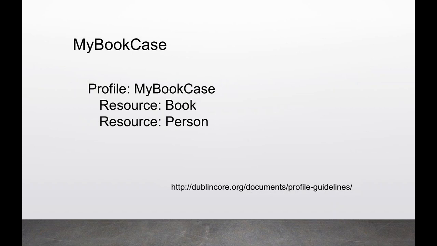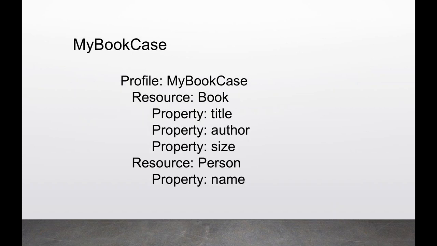So taking the idea of a profile that's about books, you would say this is the profile, give it any name you want. And in terms of our resources, our things, we're just making this up, obviously, as an example, we have books and people. So one resource would be a book, another resource is a person. For each of those, you would define what the properties are. So the properties of a book are title, author, and size, making this up. Property of person is a name.